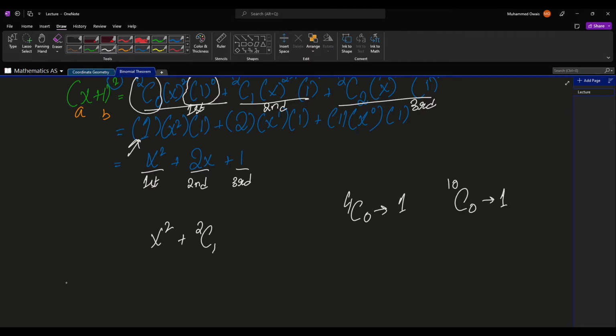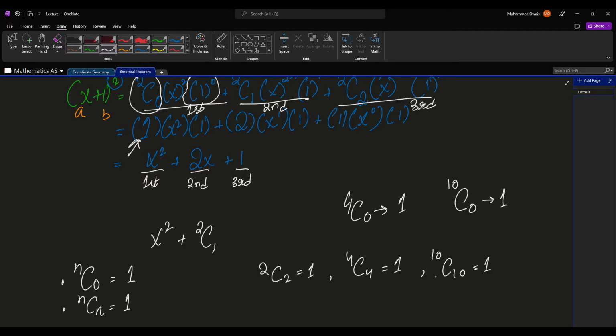Now then, there are a few points that you must remember. Anything which has c0 will always give you 1, right? So you don't need to plug it into your calculator. Always know that any number with c0 will always give you 1, and any number which is like this, ncn, will always give you 1 as well. All right, so if I do 2c2, it will give you 1. If I do 4c4, it will give me 1. If I do 10c10, it will give me 1. All right, so make sure you know that anything like this will always give you 1. So once again, you don't need to plug it into your calculator. You can just solve it using your own mind.